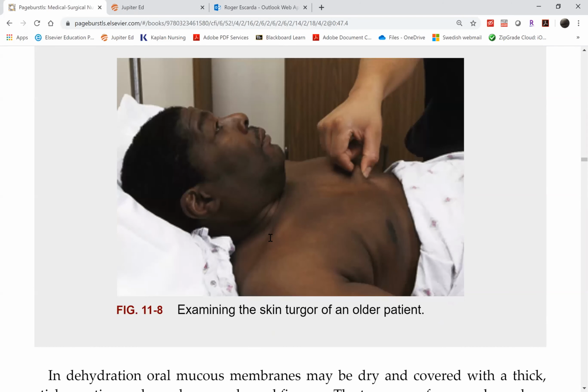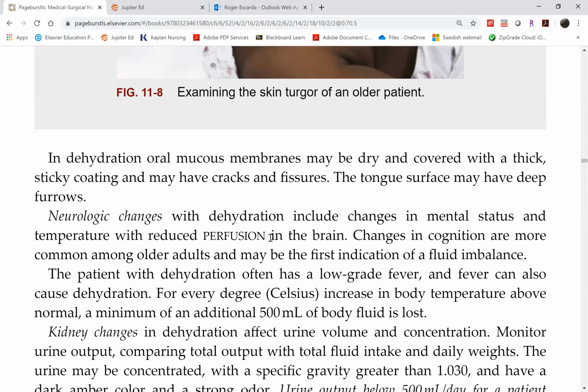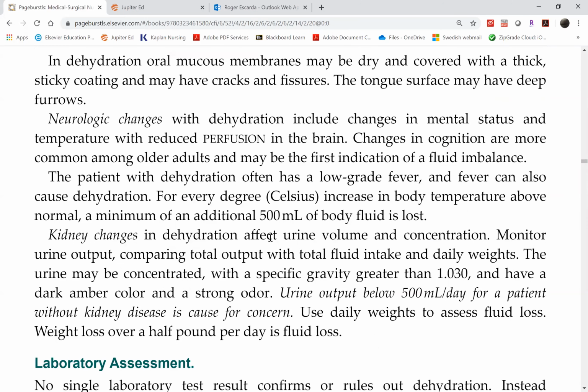Okay, let's move on. Neurologic changes. So these things I'm talking about, these are the indicators, okay? Doesn't matter whether in fluid overload or fluid deficit, you assess the same things. The findings, of course, will be different, but you're basically assessing the same exact parts or functions of your body.